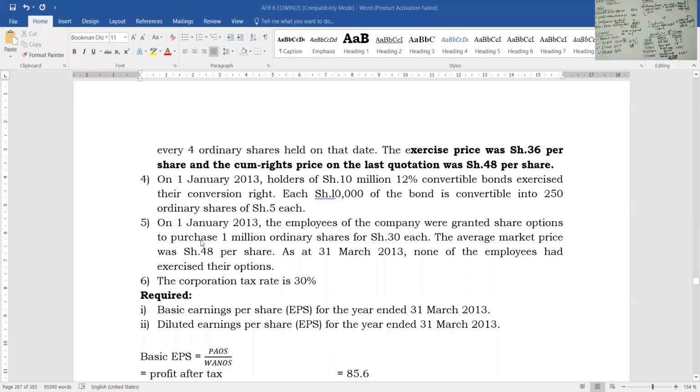So note 5, they say that on 1st January 2013, the employees of the company were granted share options. I cannot continue reading that because I can see it's share options, which were granted to the employees. It's just a privilege given to the employees to purchase the shares at a price lower than the average market price. But this one can never be used under the weighted average number of ordinary shares. Under the rights issue, you can never use share options.